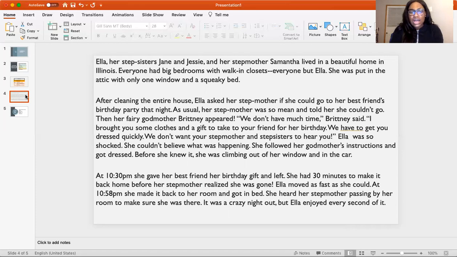Ella was so shocked. She couldn't believe what was happening. She followed her godmother's instructions and got dressed. Before she knew it, she was climbing out of her window and in a car. At 10:30 p.m., she gave her best friend her birthday gift and left. She had 30 minutes to make it back home before her stepmother realized she was gone. Ella moved as fast as she could. At 10:58 p.m., she made it back to her room and got in bed. She heard her stepmother passing by her room to make sure she was there. It was a crazy night out, but Ella enjoyed every second of it.